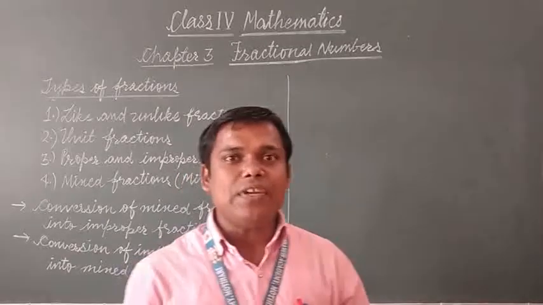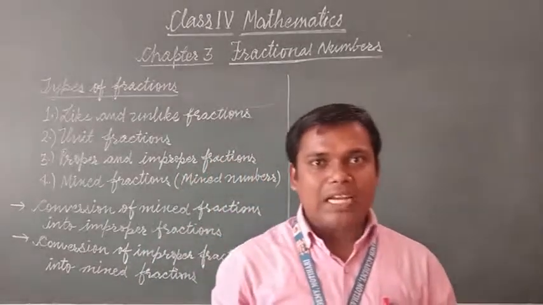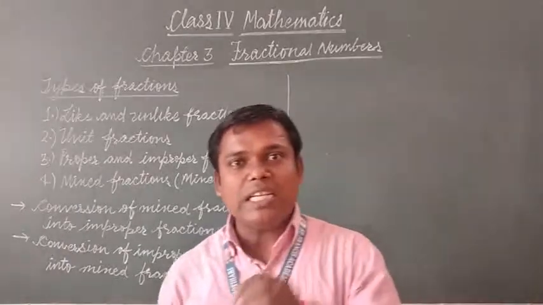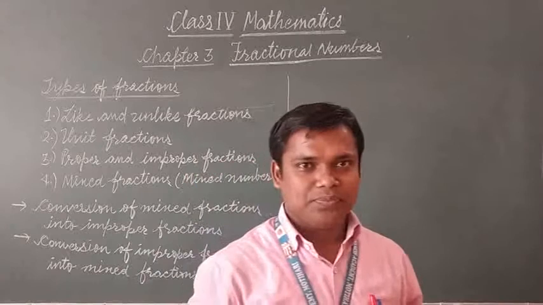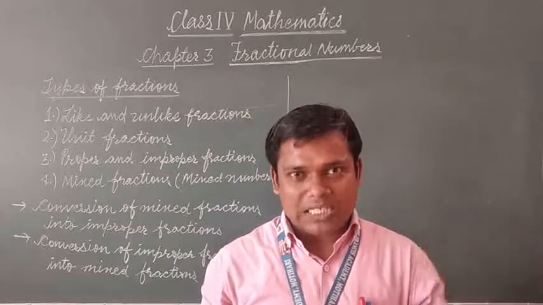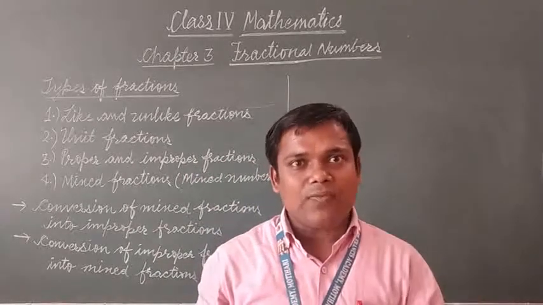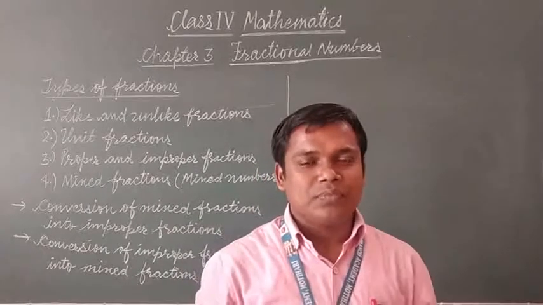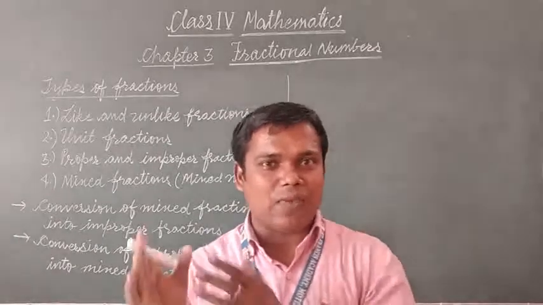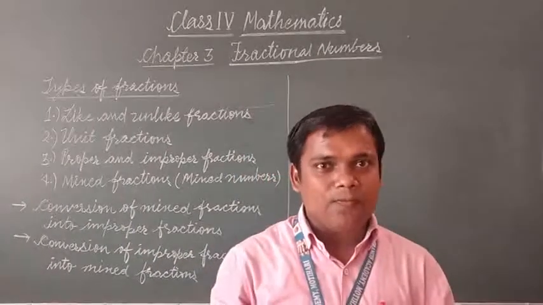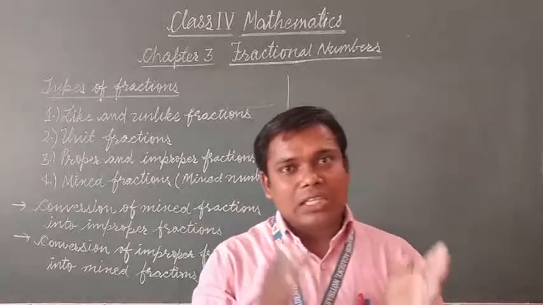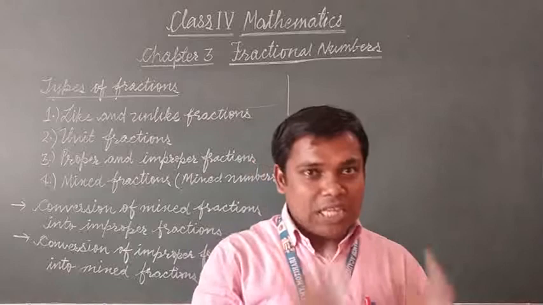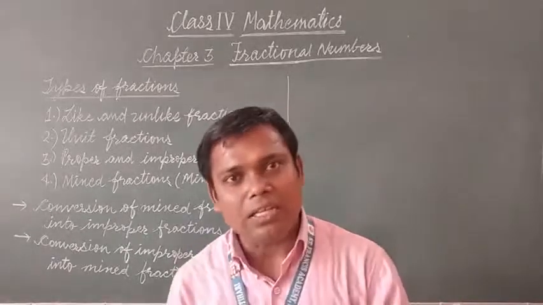If fractions are given to you, and in the given fractions the denominators are the same, suppose 2-3 fractions are given and the denominators are the same, then the fractions are called like fractions. And if in the given fractions the denominators are different, then the fractions are called unlike fractions.